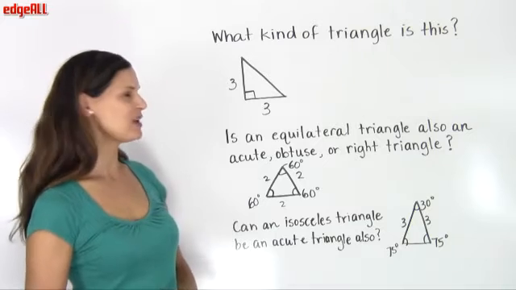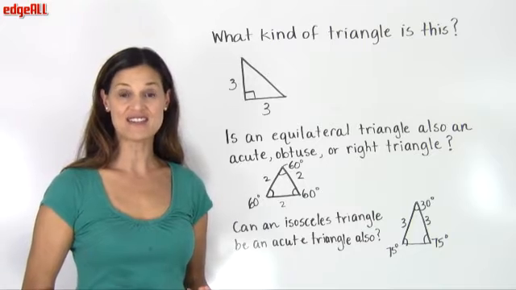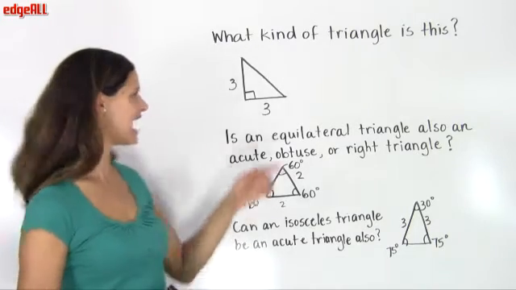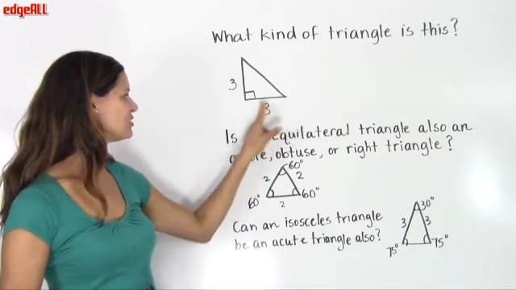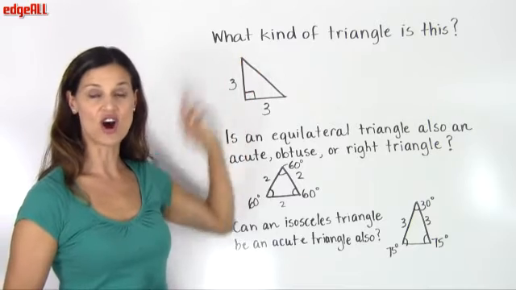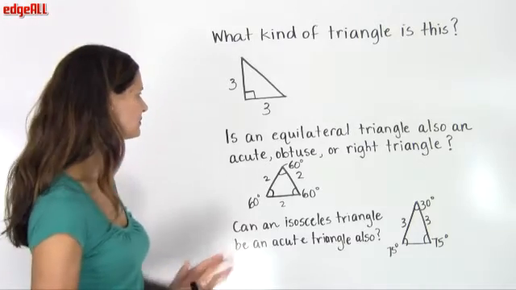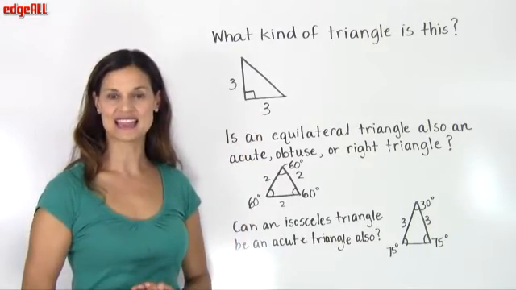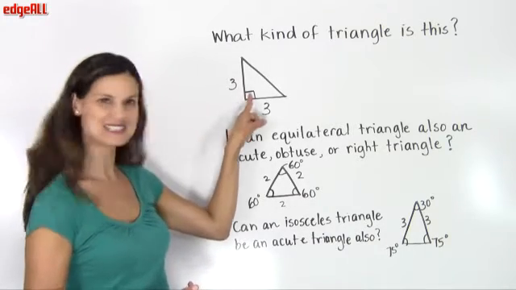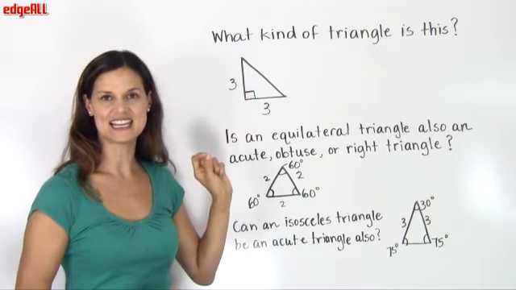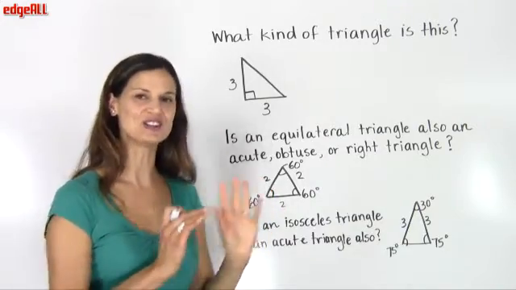Well, first of all, we can look at the sides. And we can see in this triangle that we've been given the measurements of two of the sides as being 3 units each, which means that two of the sides of this triangle are the same length, meaning that it is an isosceles triangle. We can also see when we look at the angles inside of this triangle that one of the angles has a little square there, indicating that it is a 90-degree angle, a right angle triangle.